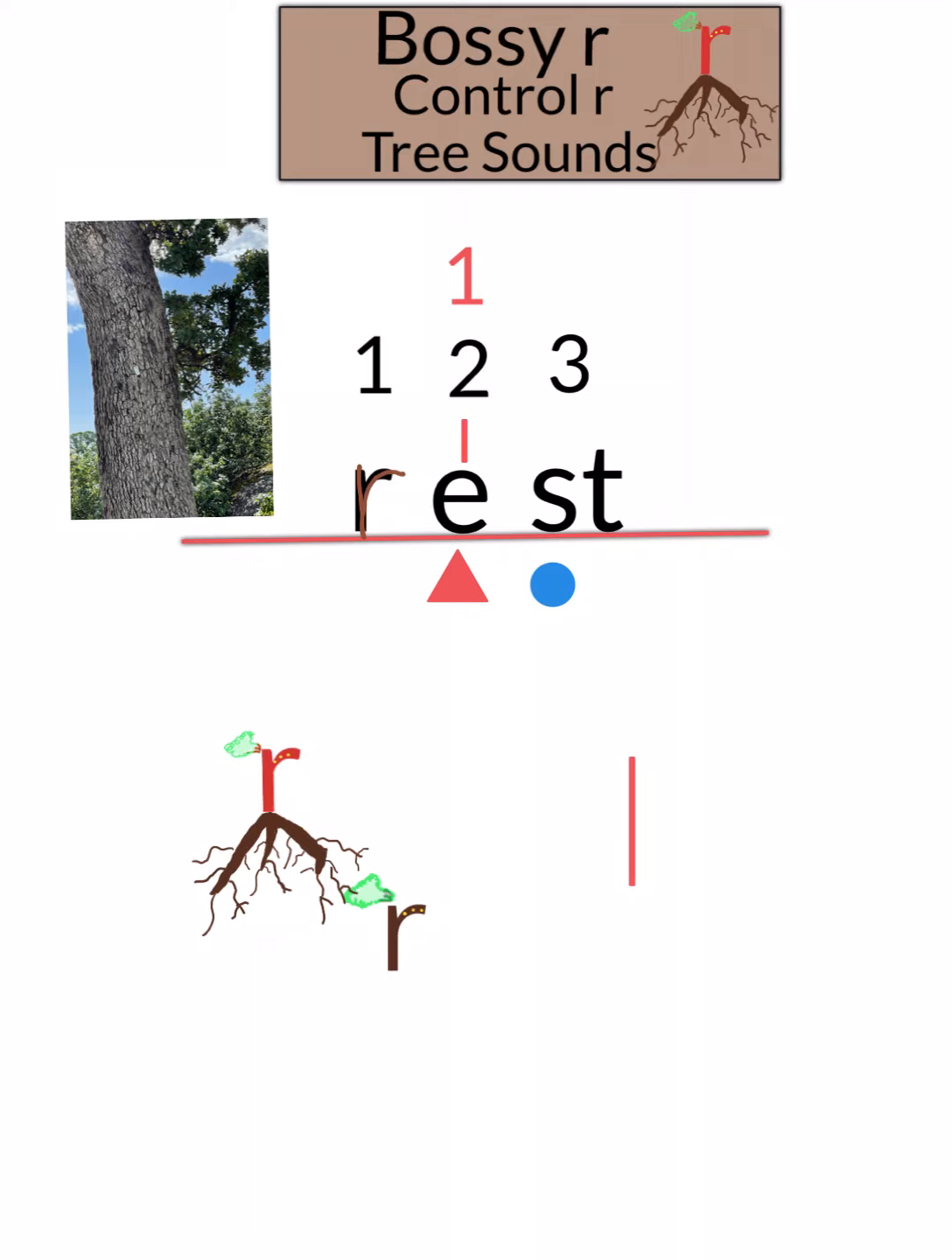Okay, another way to look at it is it looks brown, it looks like a tree. They can imagine it feeling rough, and that's the key word, rough. So however they want to think about it. Okay, so that's how I would teach letter R in the beginning of the word.